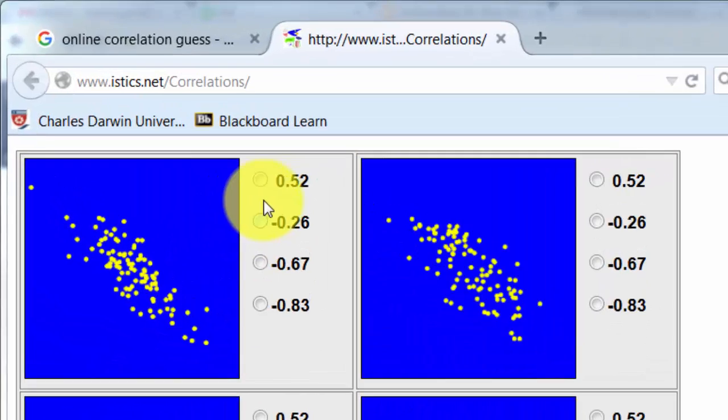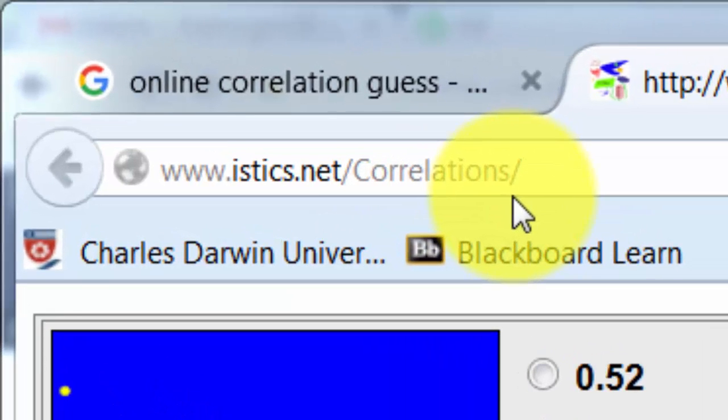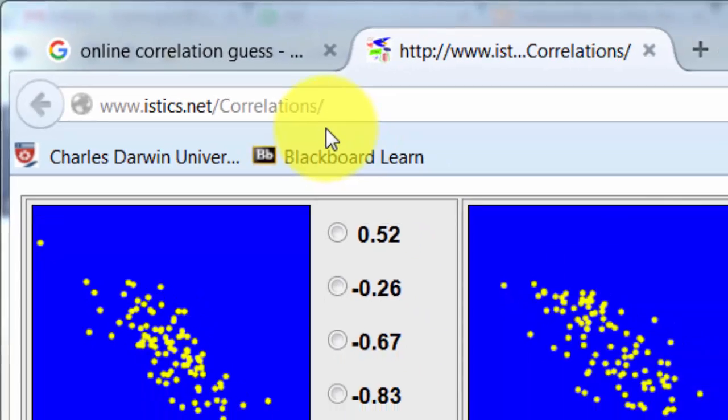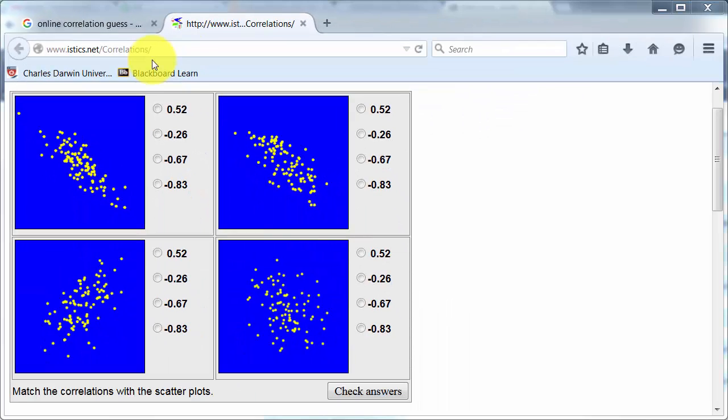Now, this little website, or this little app, allows us to test our understanding of correlations. The link is up there, you can see it. So what I've got to do is go through all four graphs and match up from down here what the correlation actually is. Now, because we've got four graphs and four numbers, it's not that tricky.